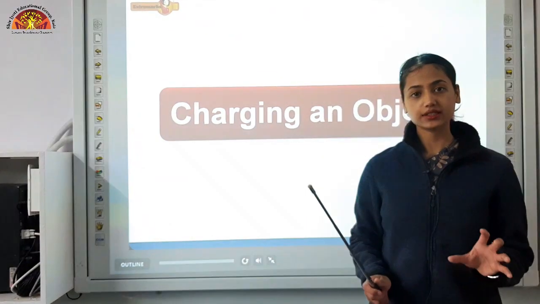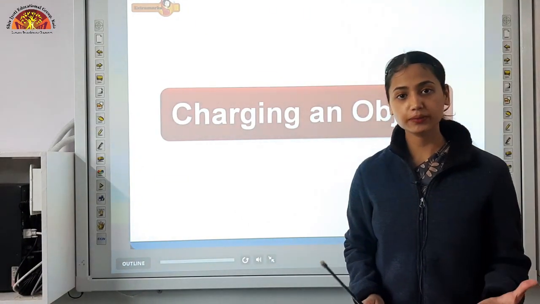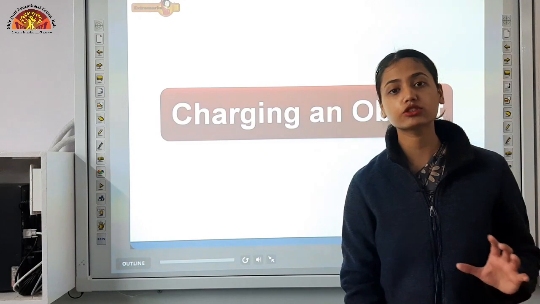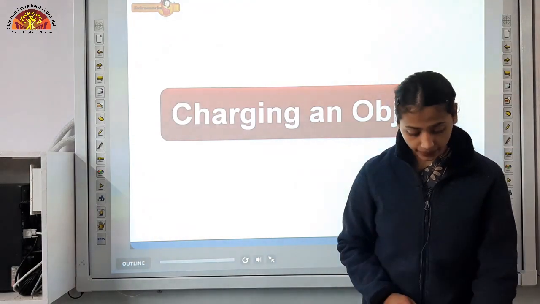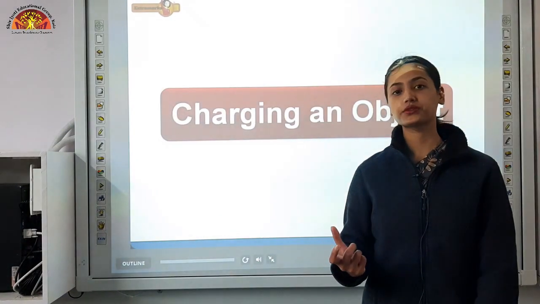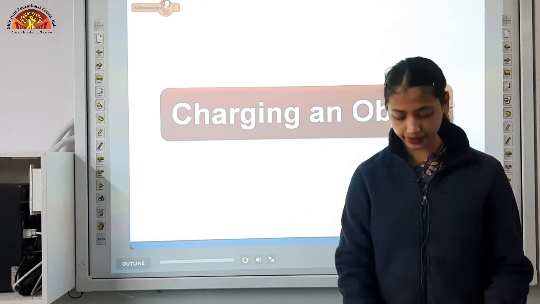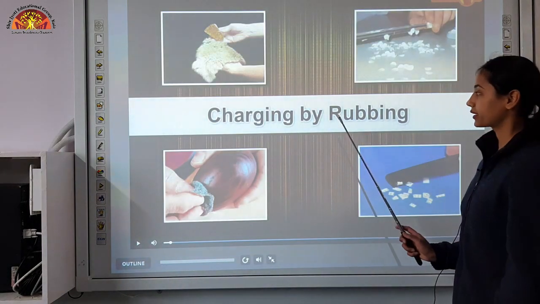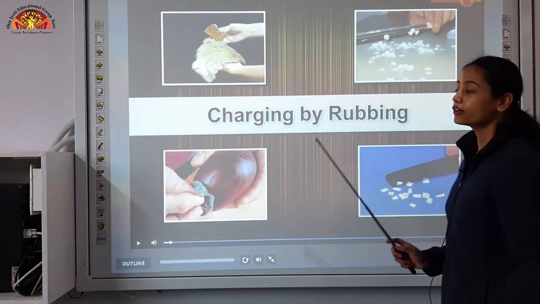Initially the object is uncharged. Uncharged means the number of protons is equal to the number of electrons. But how can we make that object a charged object? We can do that by rubbing. Charging by rubbing, rubbing or friction.